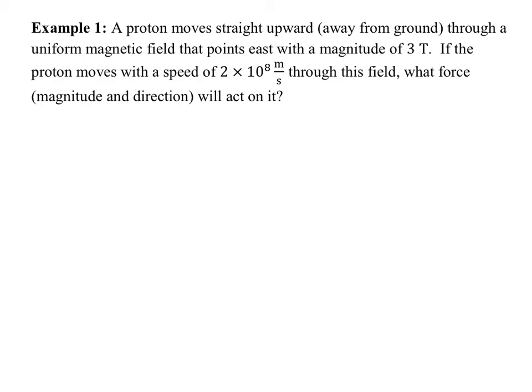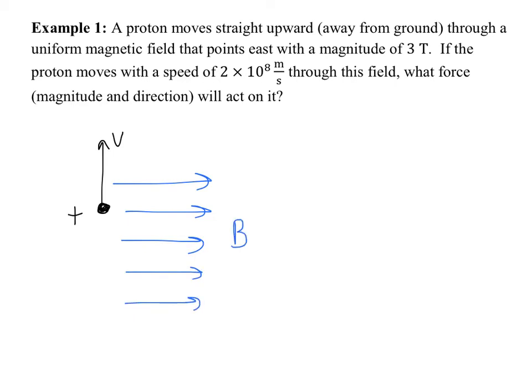To draw that, here's your proton. It's moving up. Here's the magnetic field. East. The proton's velocity is very large, 2 times 10 to the 8 meters per second. The field strength is simply 3 Tesla. What is the force that we're going to feel, and what is its direction?